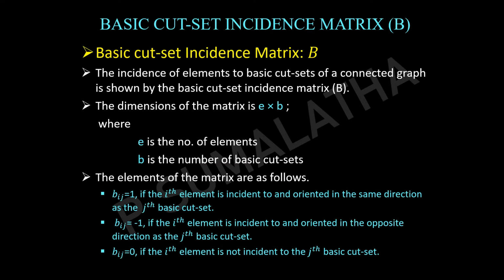Similarly, the element becomes -1 if the ith element is incident to, that means connected to, the basic cutset, and the direction is opposite to the jth basic cutset. Bij equals 0 if the ith element is not incident to the jth cutset. That means whatever cutset you form for the given graph, if any element is not touching that basic cutset, then that element value carries 0.